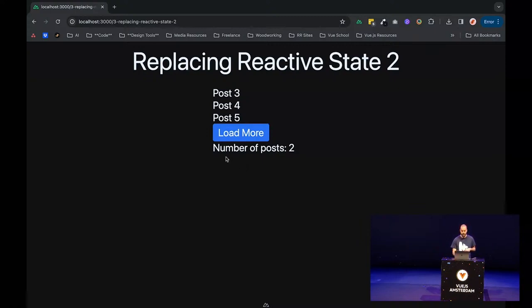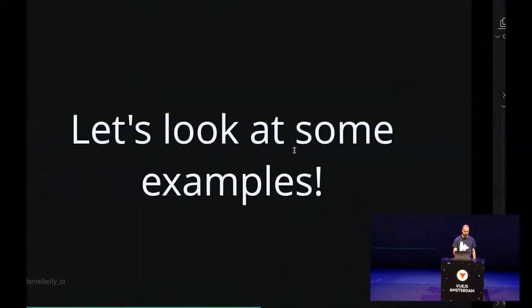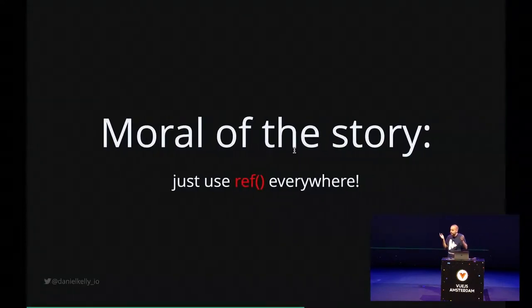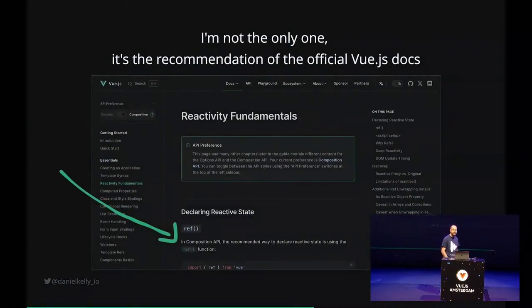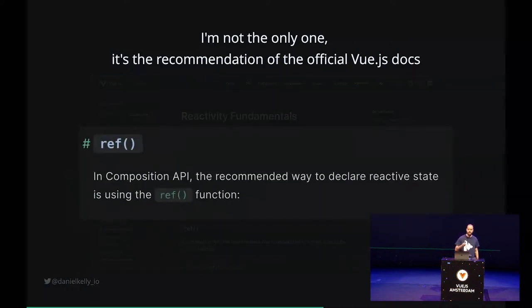Now, I'm able to catch that this is not working fairly easily because I've also created a computed property that also relies on post, and you'll notice the number of posts hasn't updated to 3. But maybe I didn't have this on the page. That sucks, right? So the moral of the story here is really we should just be using ref everywhere. Not reactive, exactly right. In fact, that is not just me talking. That is actually now the recommendation of the official Vue.js docs. It says in the composition API, the recommended way to declare reactive state is using the ref function.